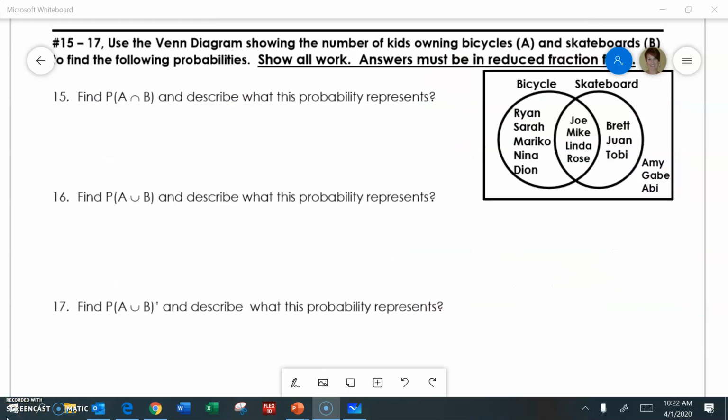All right, for the second side of the assignment, numbers 15 through 17, we're looking at just another double Venn diagram where it is asking kids if they own a bicycle, a skateboard, or both.